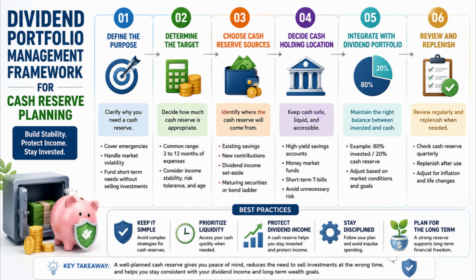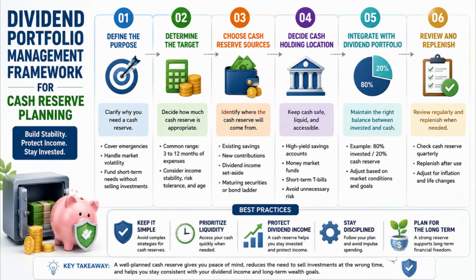After that, you choose the sources for building the cash reserve. This reserve can come from existing savings, new contributions, dividend income that is set aside, or maturing securities such as bonds or short-term ladders. The goal is to build cash gradually without damaging the long-term investment strategy.